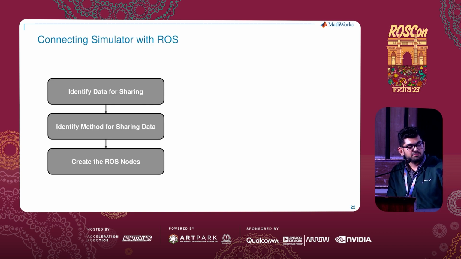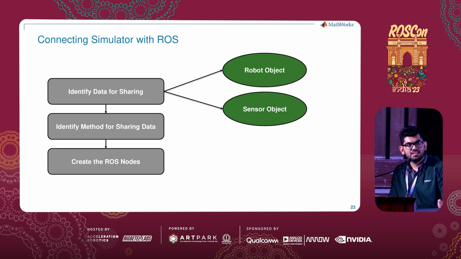So just a brief look at how these three steps we are applying to the simulator we saw. First, we have to identify the data for sharing. Now, there are majorly two data we need to share. First is the robot velocities and the other is the sensor values. So we need to identify in the code for the simulation where this robot object is and where the sensor object is, so we can retrieve the data from the simulation and send it to the ROS engine.